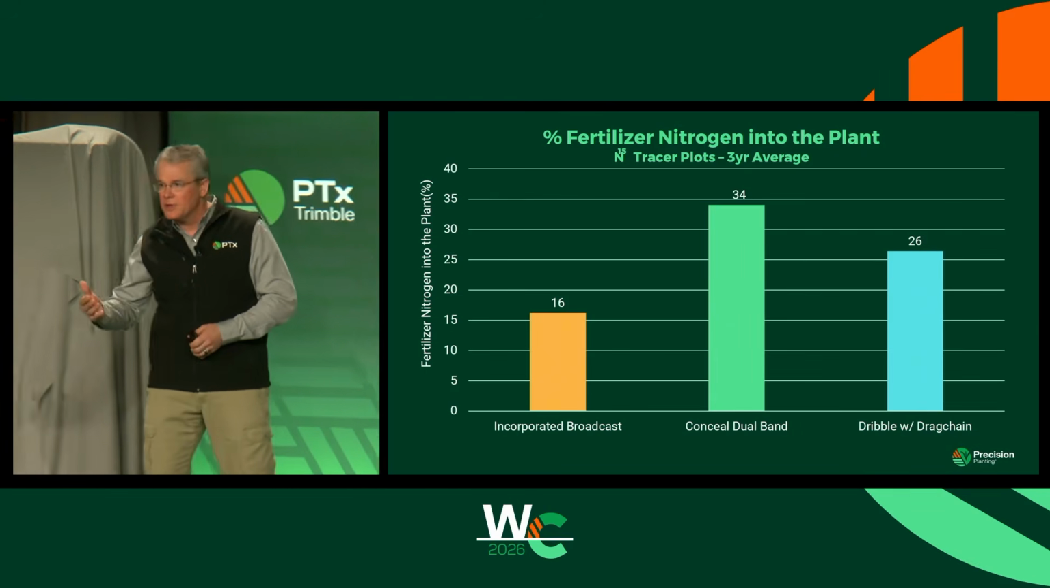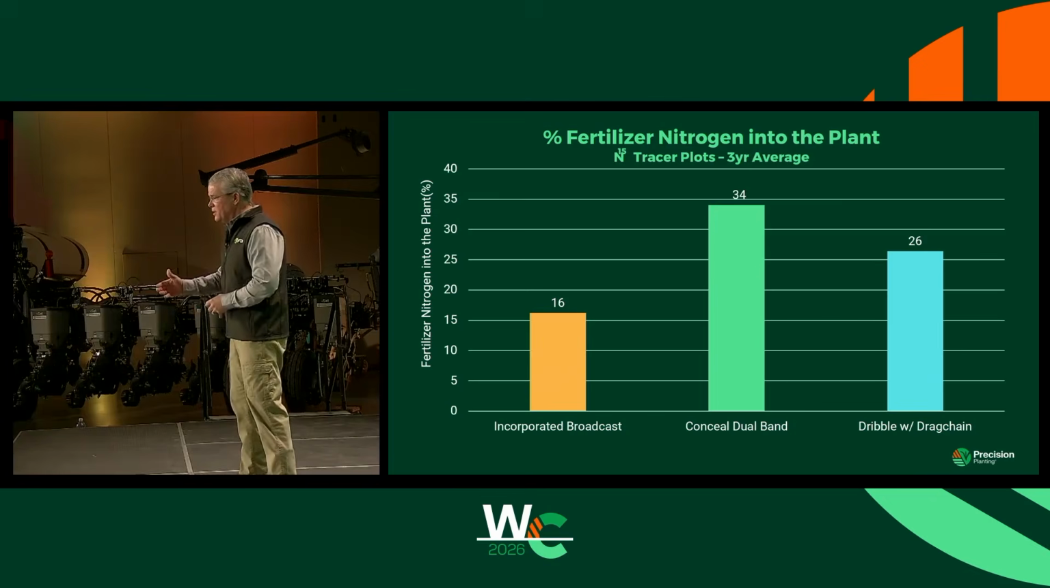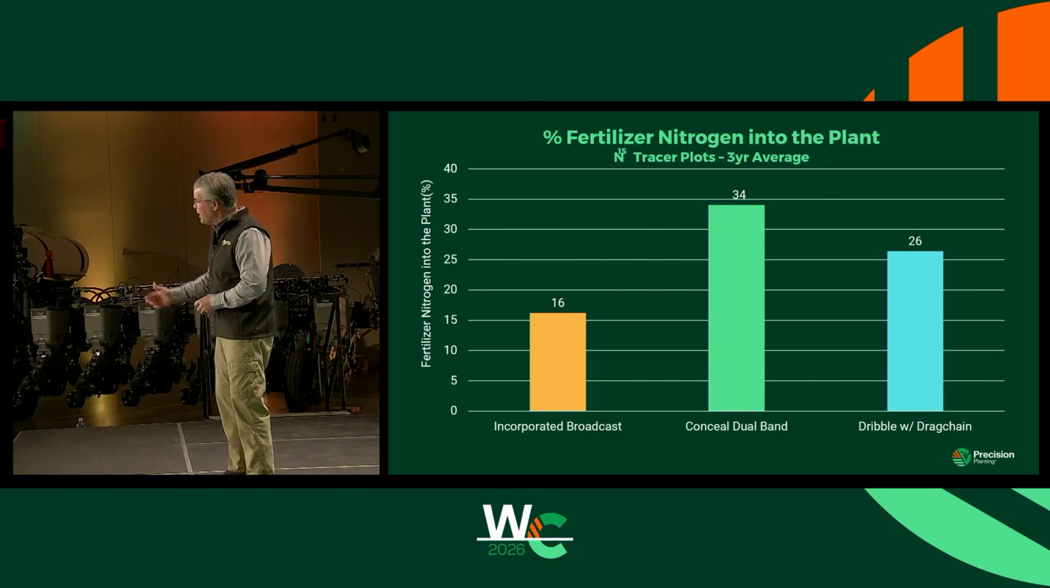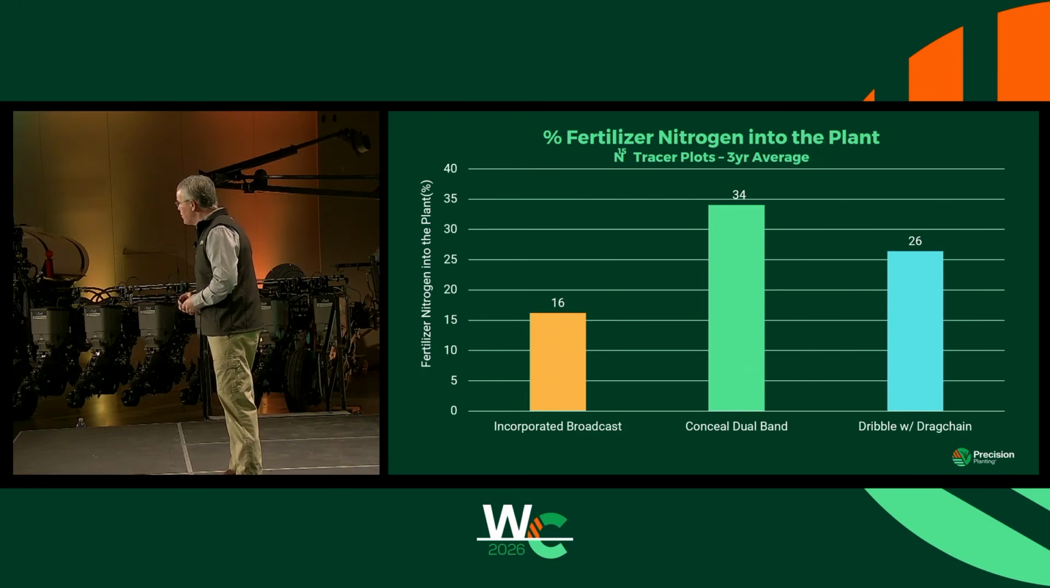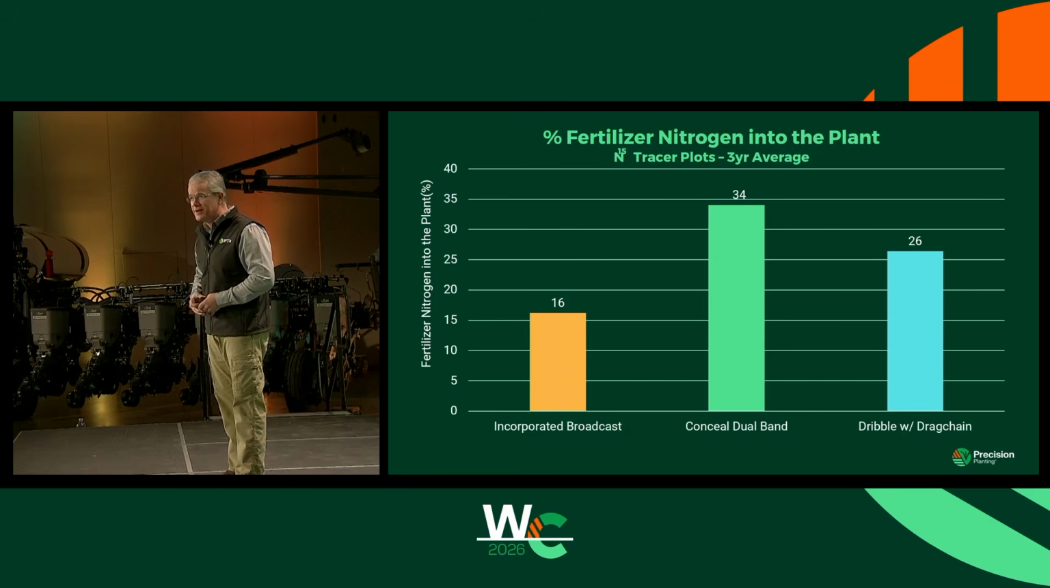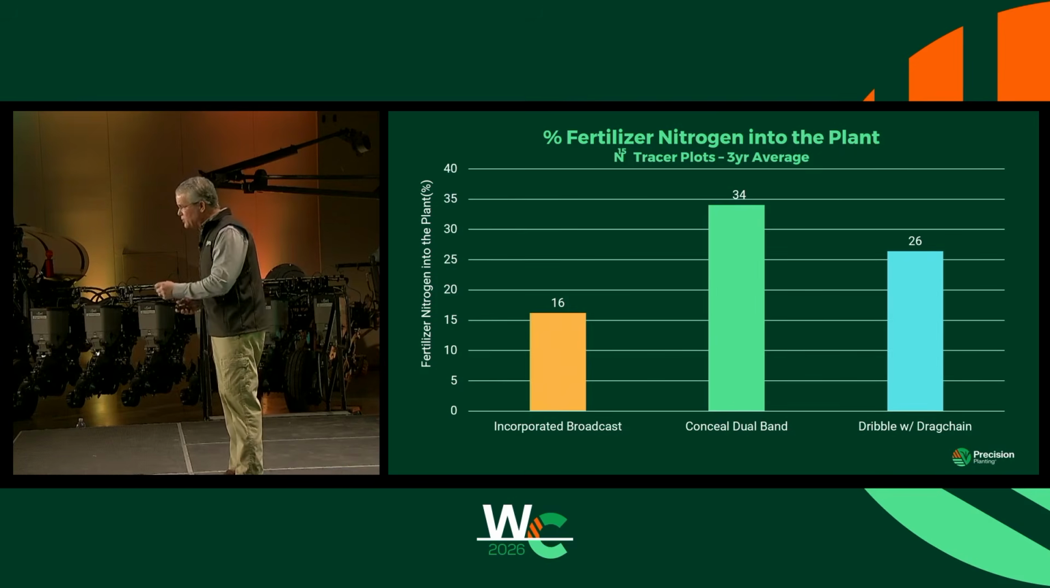And then for giggles, they went ahead and dribbled it out the back with a drag chain, because that's what we did on our farm for a few years. Why? That's the cheapest nitrogen application tool, right? Saves money. Only 26%.